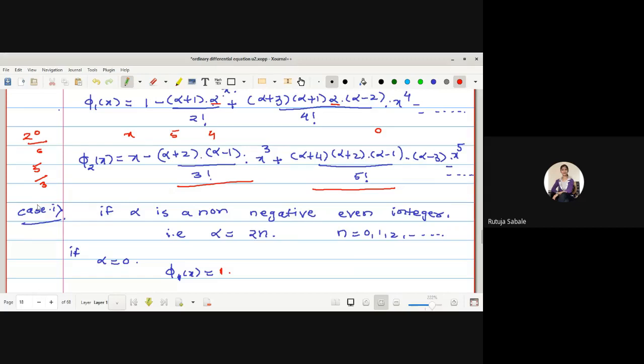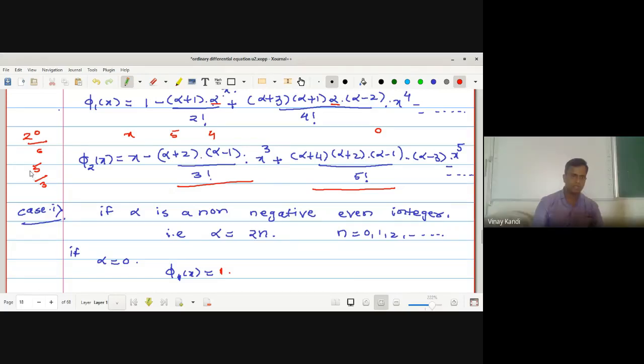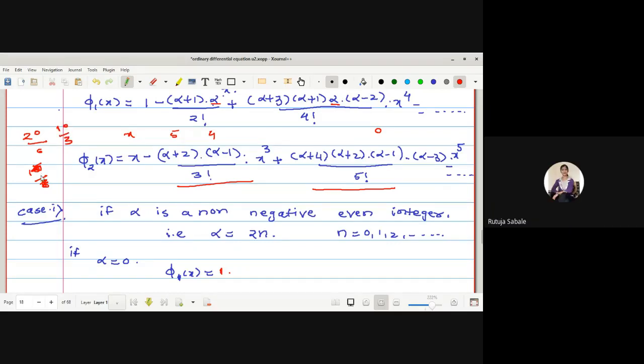Will it be 10/6, sir? How much will it be? 10/3. Wait a minute, 5 into 4 into, this is 3 into 2, which is just 6. How much is 20 upon 6? 10/3. There is a minus 1 there, sir. Where?